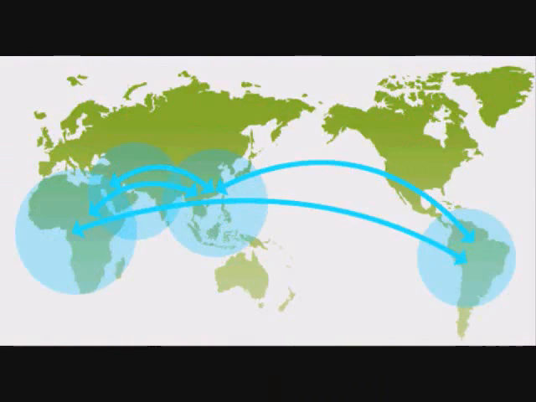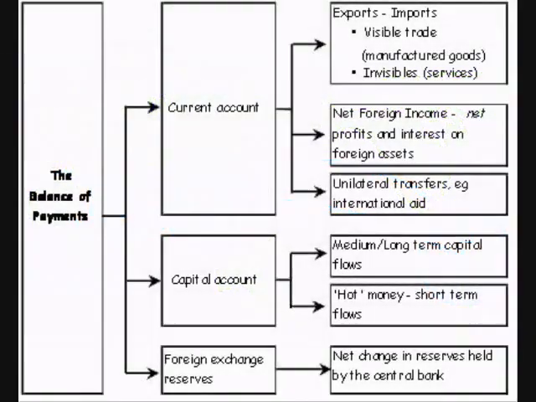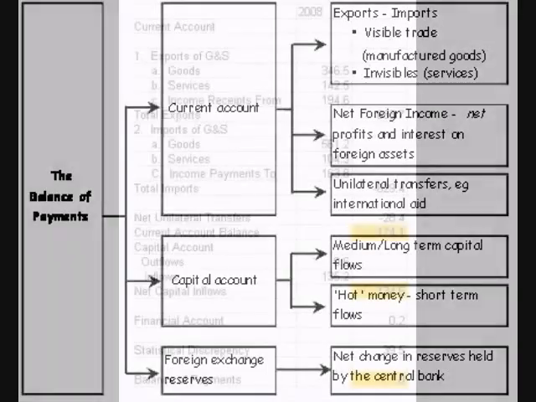Balance of payments and balance of payments theory. In the last two videos we learned about the current account, which measures trade flow into and out of a country, and the capital account, which measures capital flow into and out of a country. These two accounts combine to form the balance of payments. The balance of payments is a record of all transactions made between one particular country and all other countries during a specified period of time.